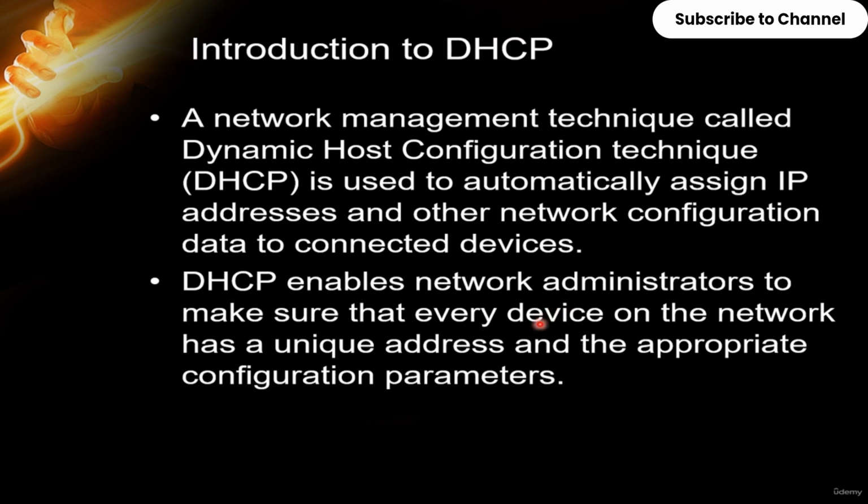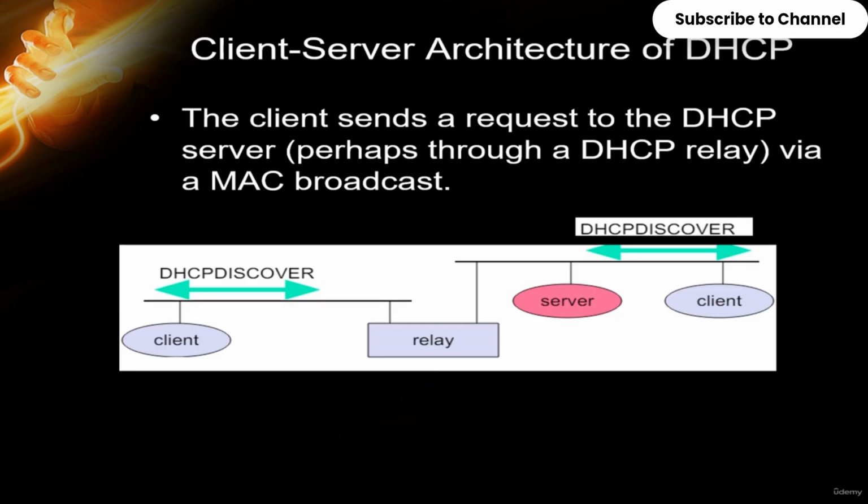This was done by the administrators to make sure every device on the network gets unique addresses and the appropriate configuration parameters. So here you can see the client server architecture of DHCP. It has the client and server. Initially a broadcast request is sent by the connected client. So this is a client. It sends the broadcast request to the available DHCP servers on the network with the help of a DHCP discover message.